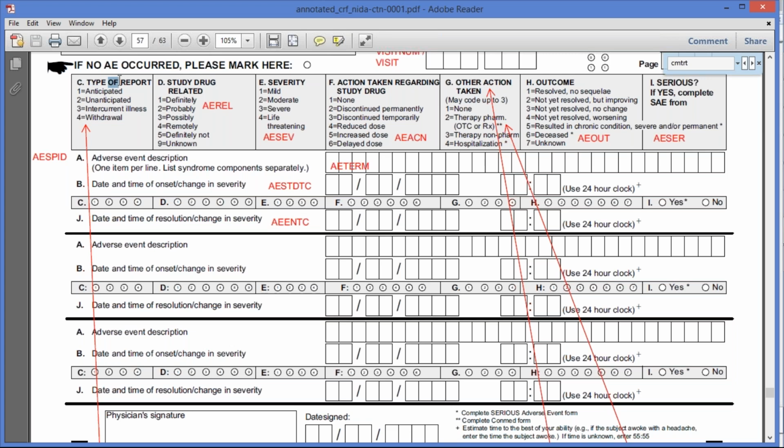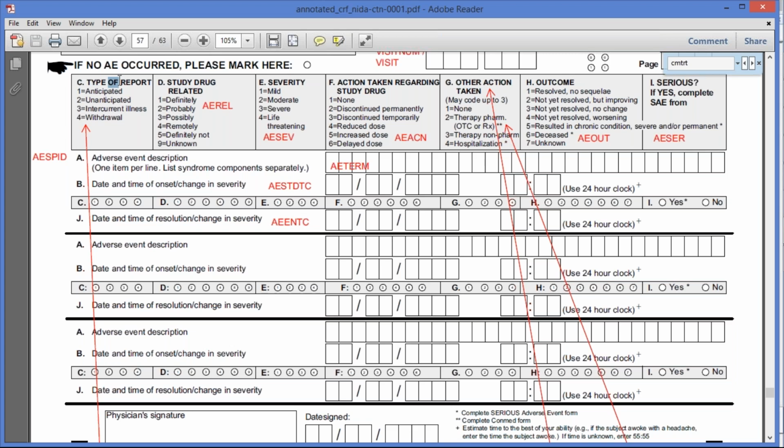What does it mean? Anticipated means which is already expected to occur. The adverse effect is expected to occur. That means we know that the adverse effect is going to occur. Unanticipated means unknown, unexpected. Like this, we collect type of report.